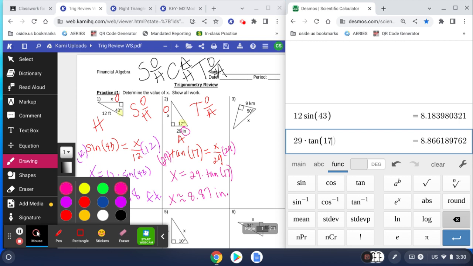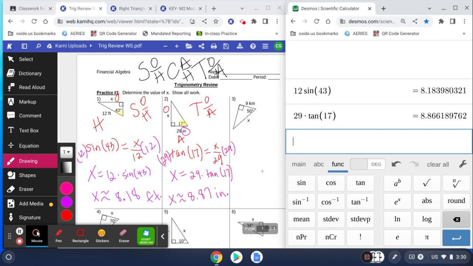There's the doggies. Okay, number 3, pause the video here and try number 3, seeing if you can figure out which trig function it's going to be based on what's given. Okay, let's see how you did.